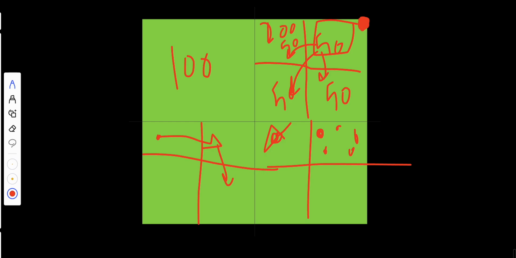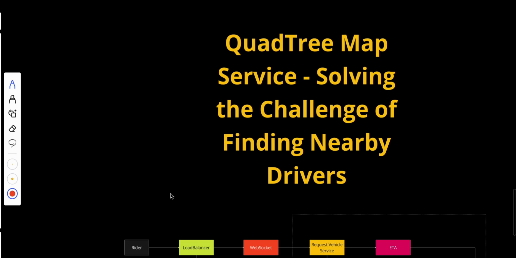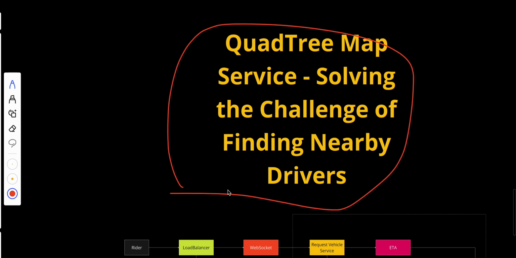So that's it for this video. We did have some introduction to the QuadTree map, and in future videos we'll try to talk about this topic in more detail, because in my opinion it's a pretty important topic to understand.